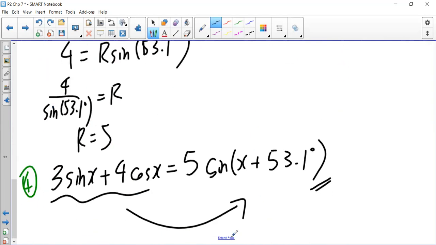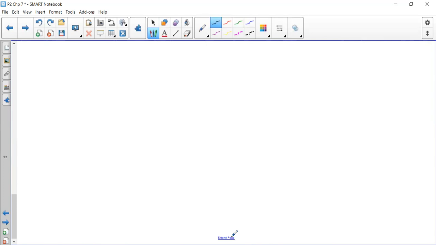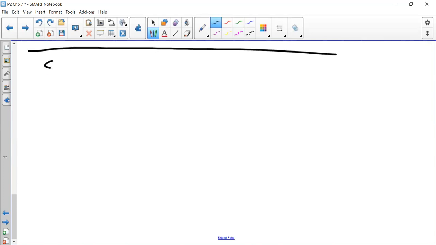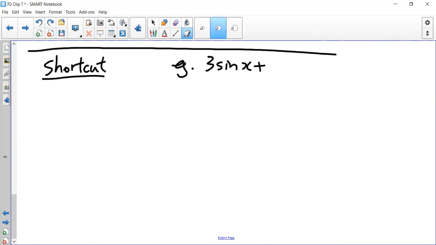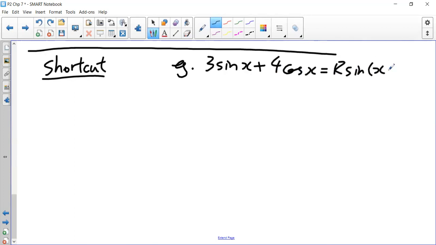Now the shortcut, which you learn. Okay, shortcut. Hey, who doesn't like a shortcut? Okay. So we use the example again. We use the example of 3 sin x plus 4 cos x equals R sine x plus alpha. I only use the same one to show you how it works.